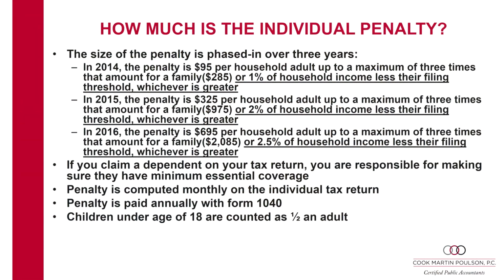In 2014, the penalty for not having minimum essential coverage is $95 per person up to a maximum of 3 times that amount, which would be $285, or 1% of household income, whichever is greater. In 2015, the penalty is $325 per person up to a maximum of 3 times that amount, which would be $975, or 2% of household income, whichever is greater.